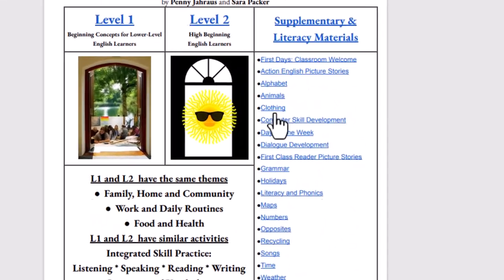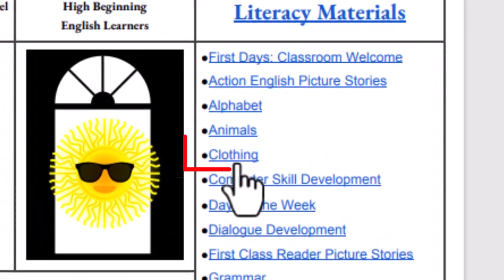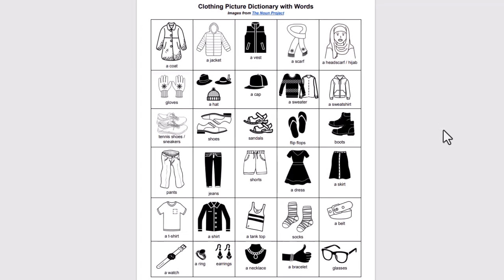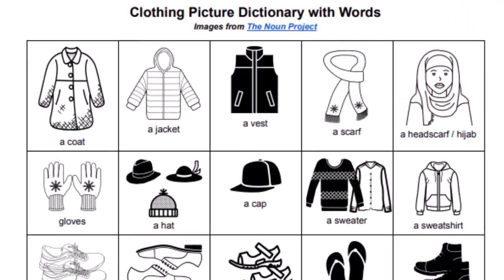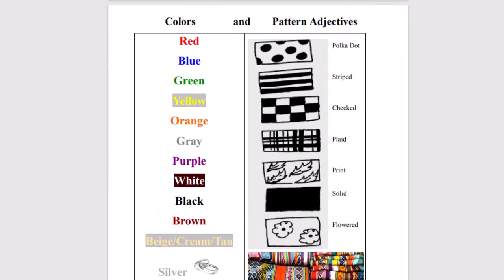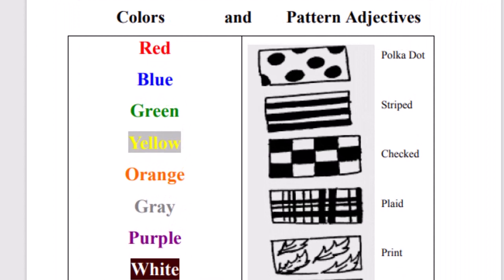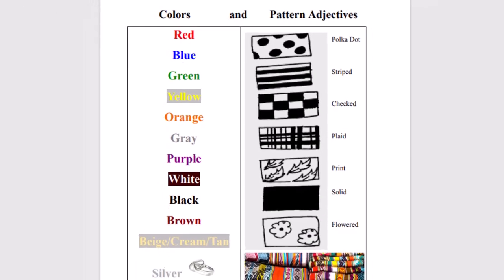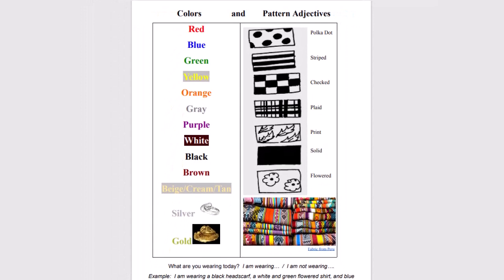Here is the clothing folder in the supplemental materials. And here is the clothing picture dictionary. The clothing folder also contains a guide to colors and pattern adjectives. I introduced a bit of present continuous, what are you wearing today? And that led to telling time and daily routines from the work and daily routines theme.